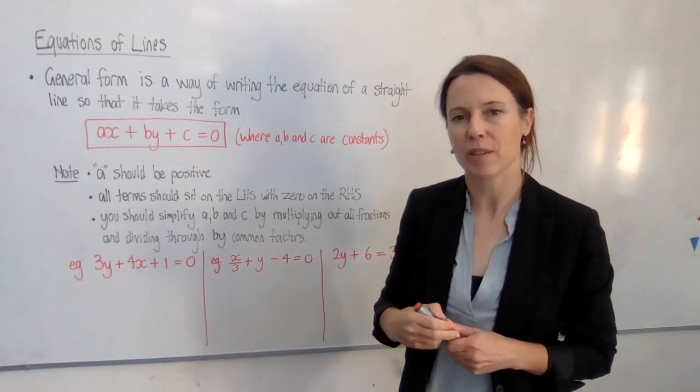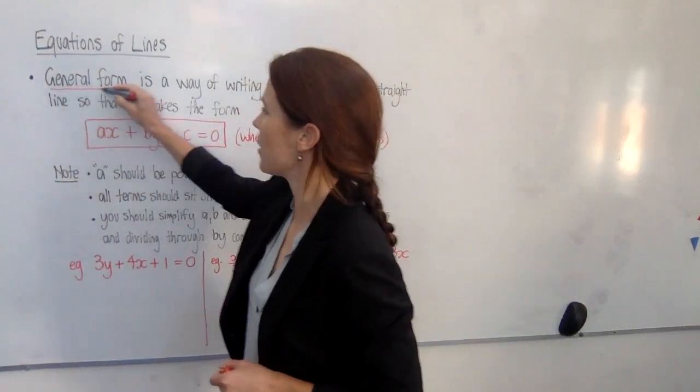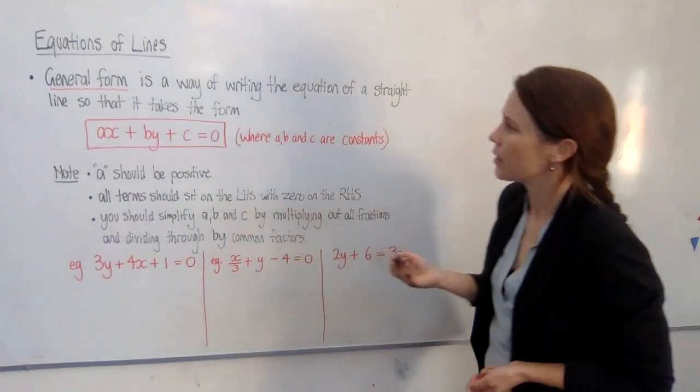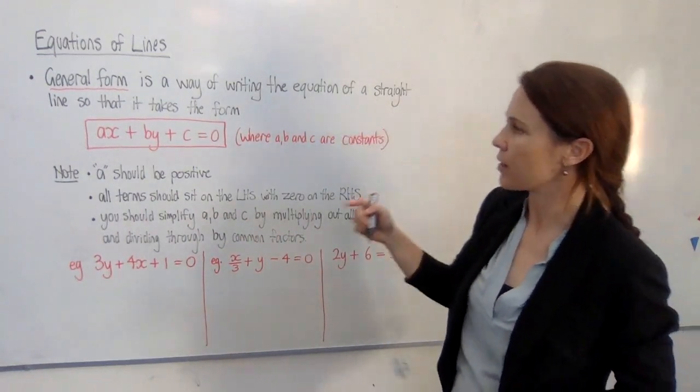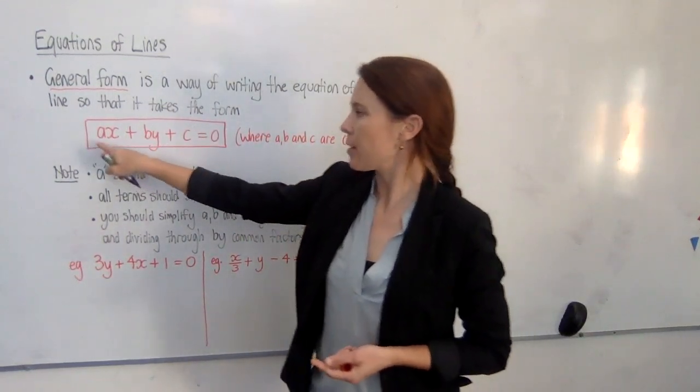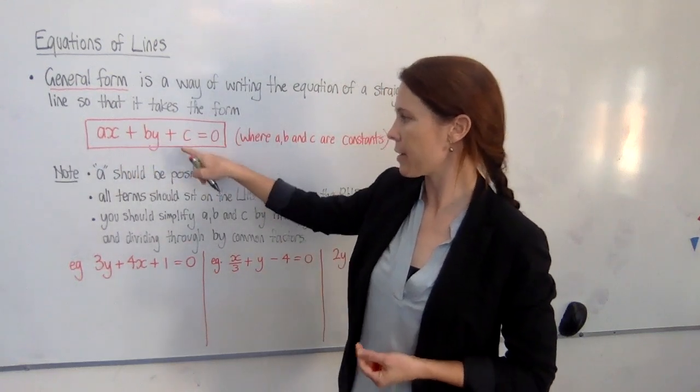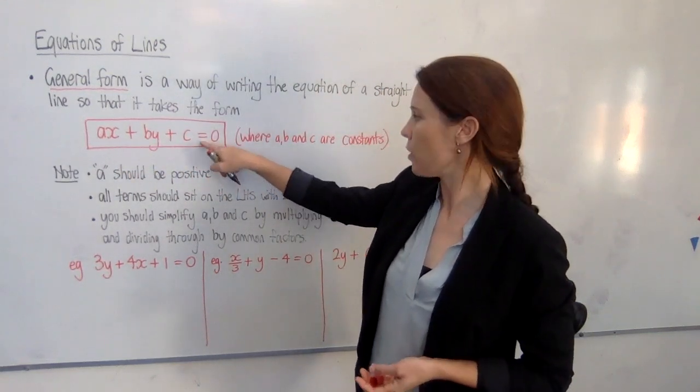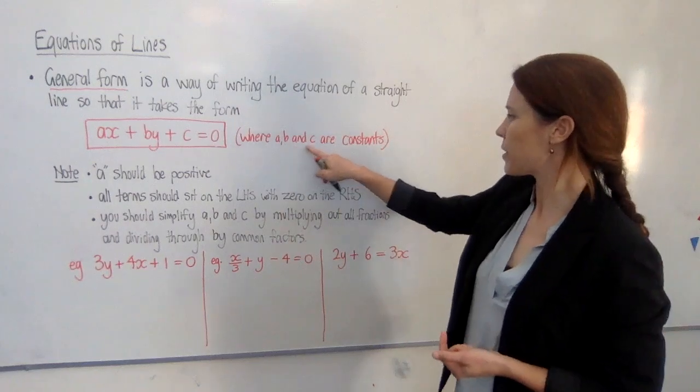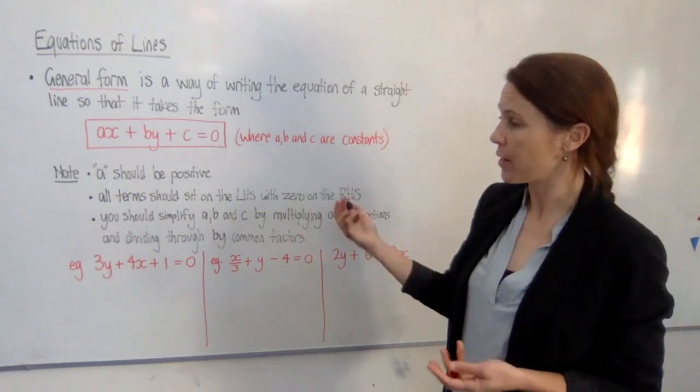Now, general form is a form of an equation of a straight line that you might not be familiar with yet. It's a way of writing the equation of a straight line so that it takes this form. Some x's, some y's, some constants, and it all has to equal 0. Now, a, b and c are all just constants here, they're just numbers.